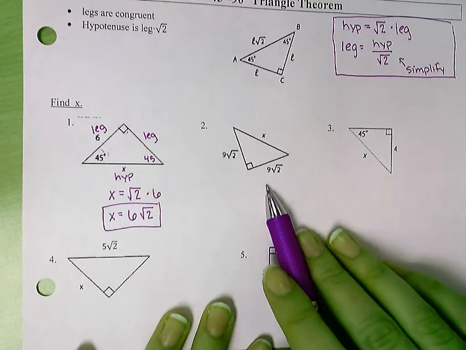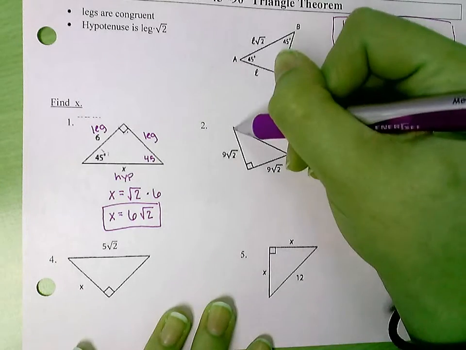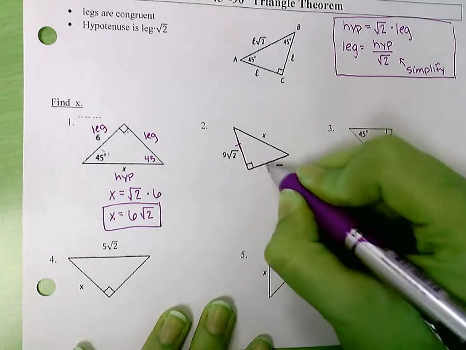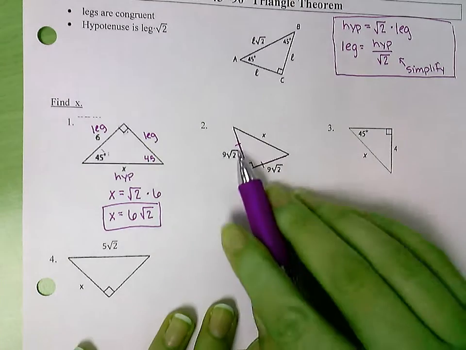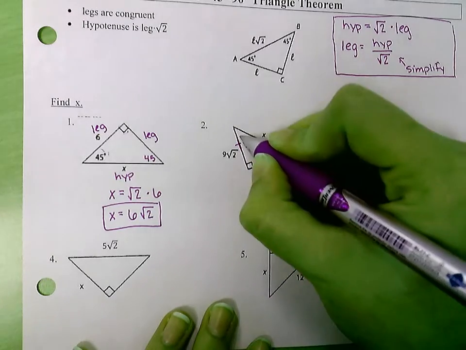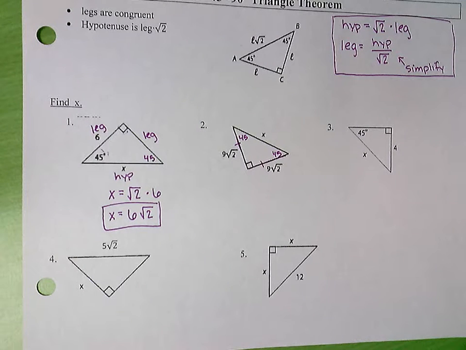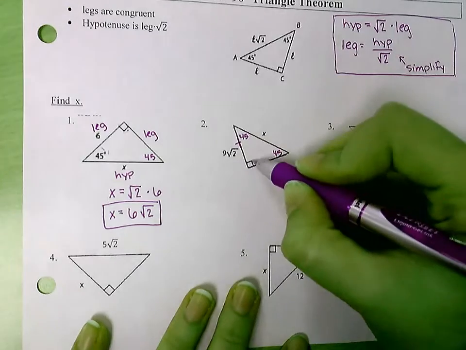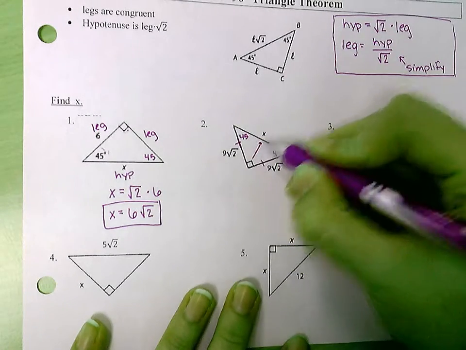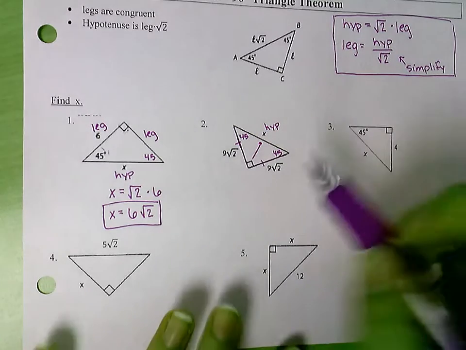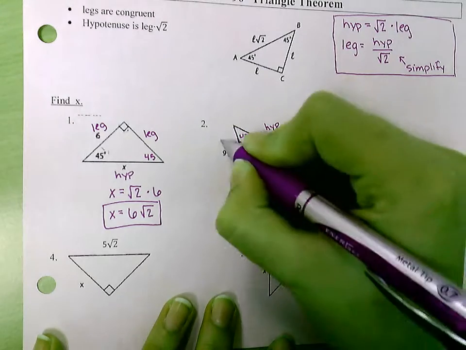Look at number 2. In number 2, both of these sides here are 9 times the square root of 2, right? Yep. That means they are congruent. Since those two sides are congruent, that means these two angles are congruent, so they have to be 45 degrees. So yes, again, this is a 45, 45, 90 right triangle. Now I can label my sides. Opposite that 90-degree angle is the hypotenuse. If you just write H, that works too. The other two sides are your legs.